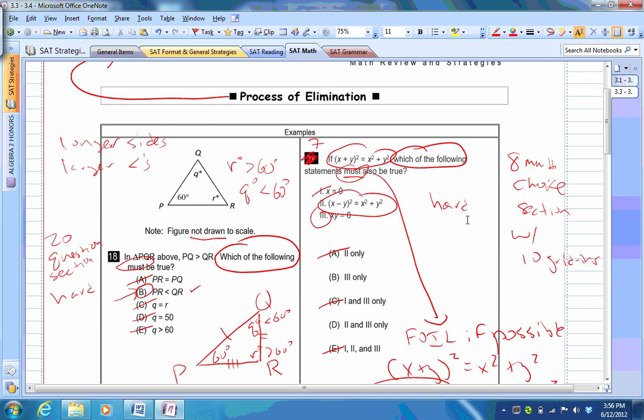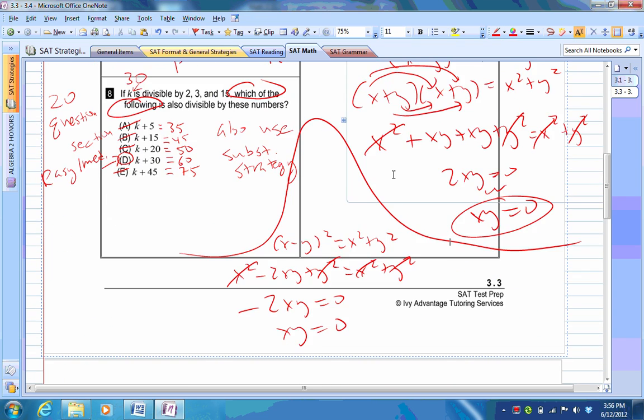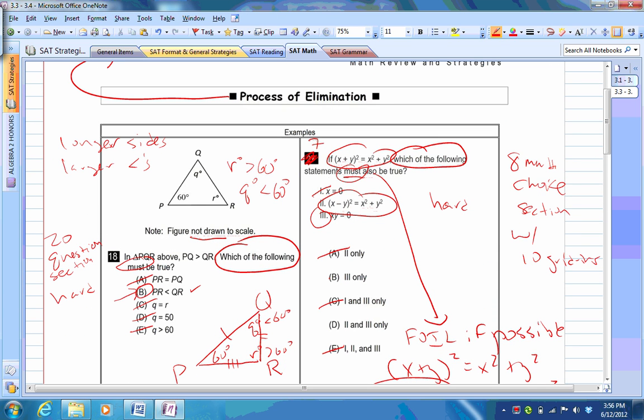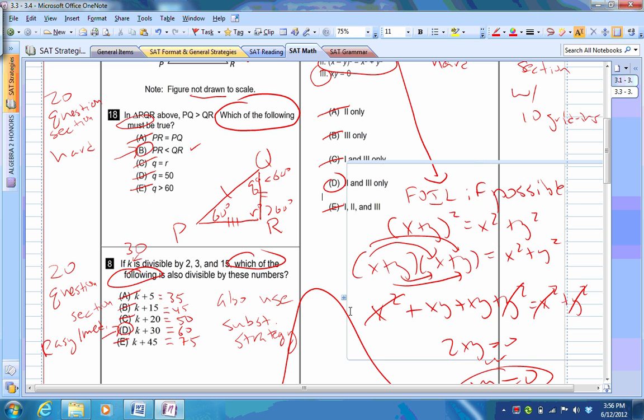Because we knew this had to be true, because it said if that is true, which if one must also be true, so we definitely want Roman numeral 2. So the answer would be D. So we'll look at a lot of problems that deal with which of the following when we meet again.